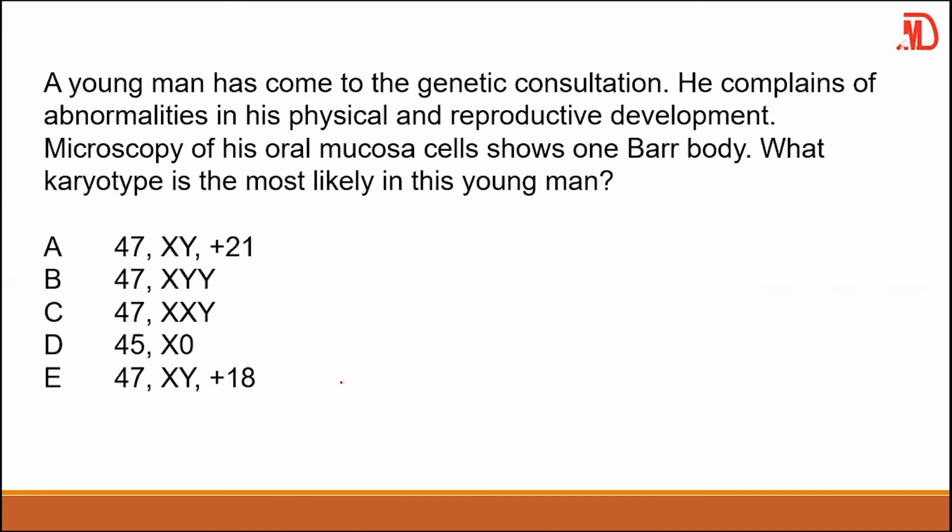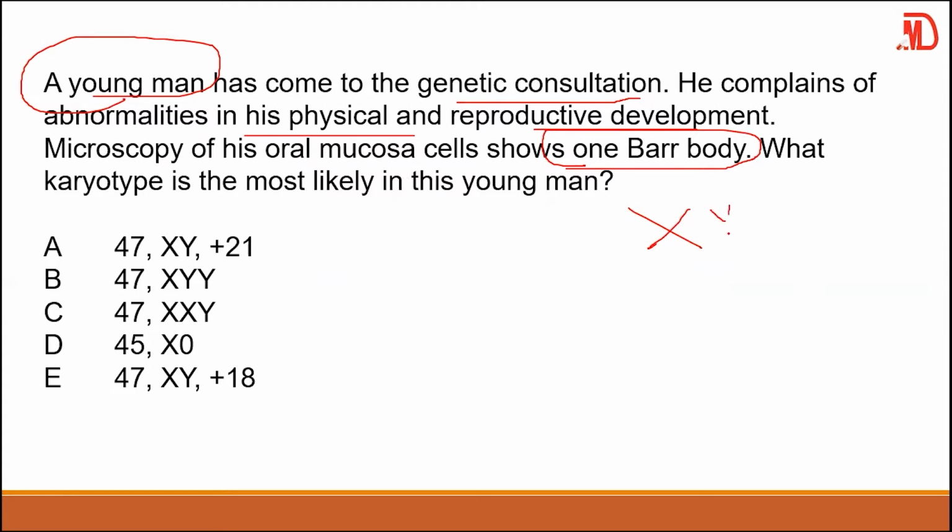So a young man has come to the genetic consultation. He complains of abnormalities in his physical and reproductive development. Don't forget, guys, young man. Microscopy of his oral mucosal cell shows one bar body. A man with a bar body. Don't forget, the genotype of a man is XY. So to have one bar body, it means XXY. So what karyotype is the most likely in this young man?